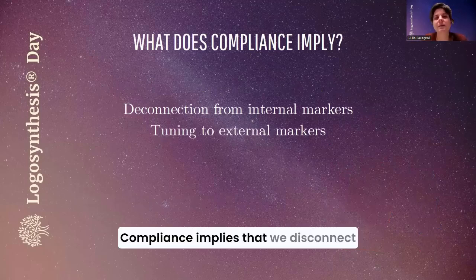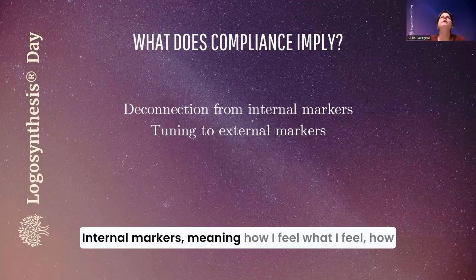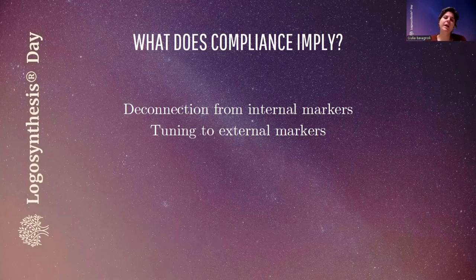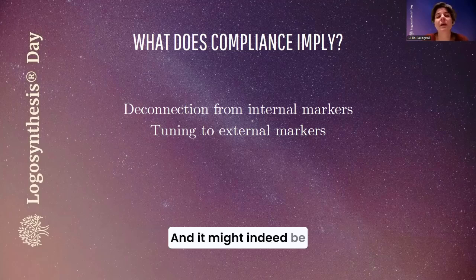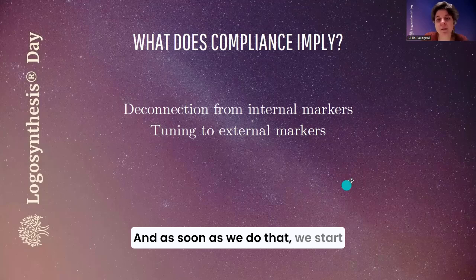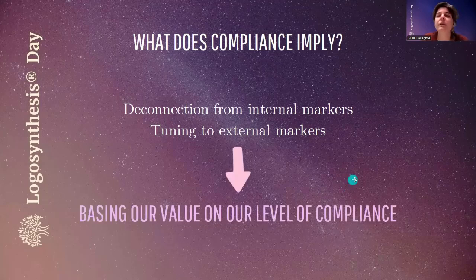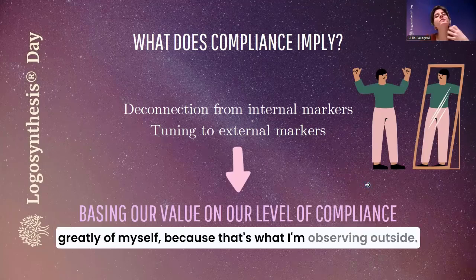Compliance implies that we disconnect from our internal markers, meaning how I feel, what I feel, how I know what is good and right for me. And we tune to external markers, what will make me appreciated in this context. And it might indeed be different from context to context. And as soon as we do that, we start basing our value on our level of compliance. If I comply, I think greatly of myself because that's what I'm observing outside.